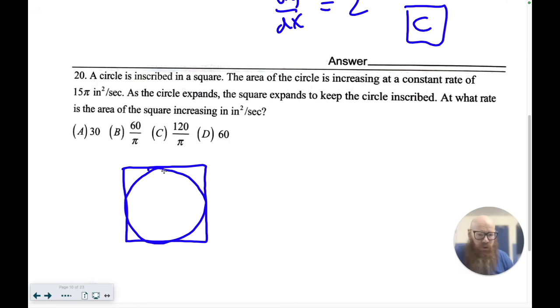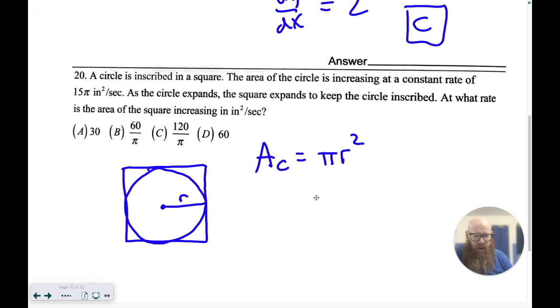And the area of the circle is increasing at a rate of something. And as the circle expands, the square expands too. At what rate is the area of the square increasing? So the key here is that we have r here. All right, so we'll call it area of the circle is pi r squared.